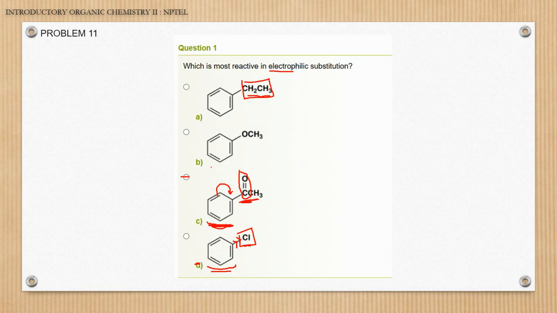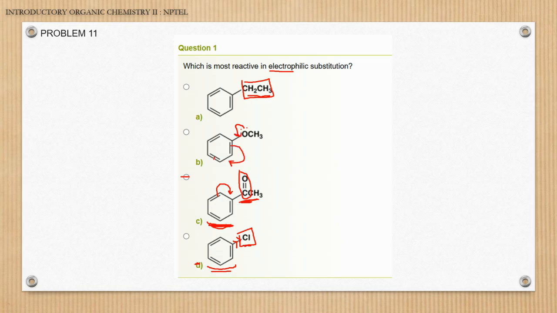So now tell me, among these four options, which option is connected to an electron releasing group? A. Electron releasing group I'm talking about amongst these four. So A and B, guys, are not connected to any electron withdrawing group, right? But the electron releasing group is OCH3, that is the methoxy, because the lone pair of oxygen is present in the conjugation, right?